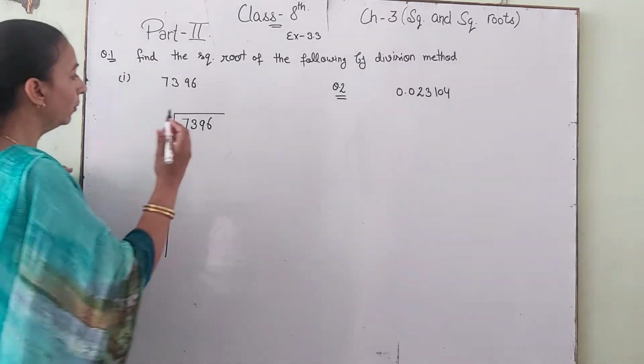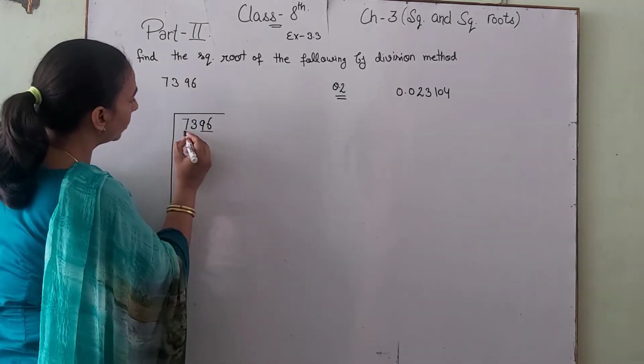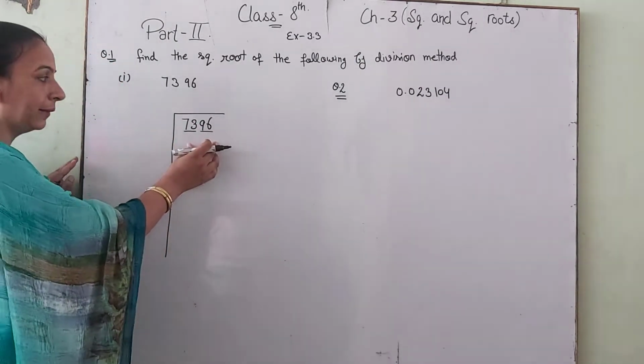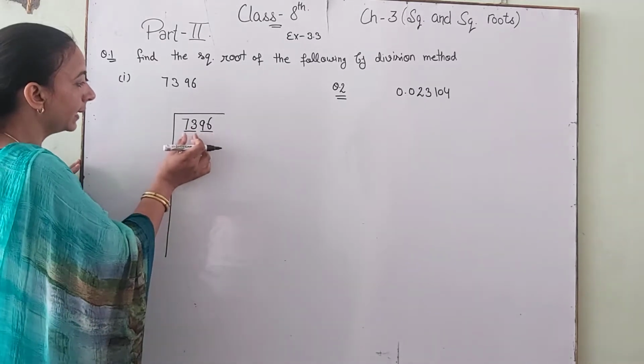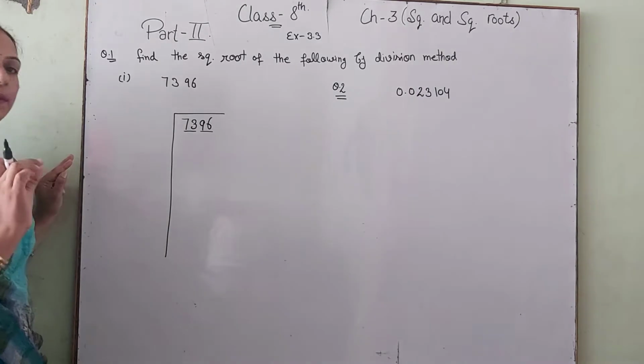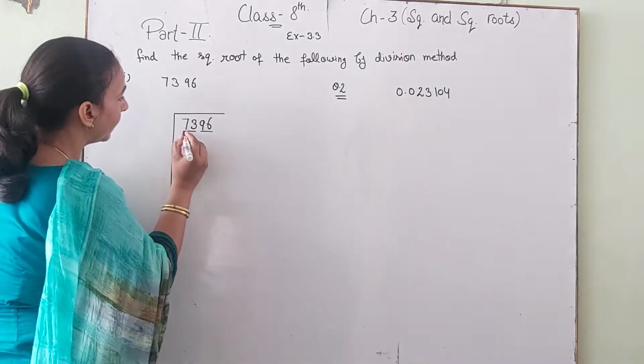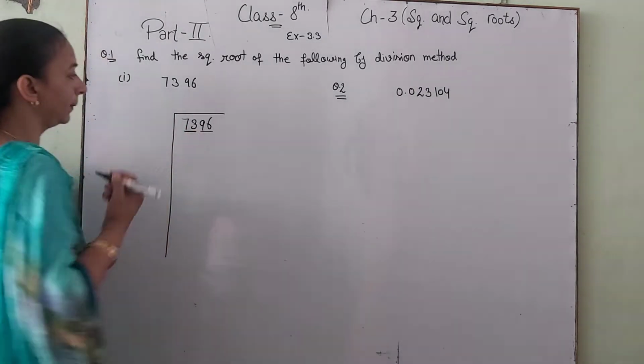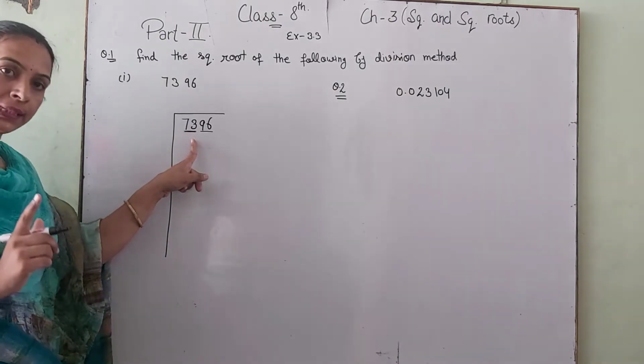Now we take pairs of two digits. We make the pairs 96 and 73. First we take the first pair. The first pair is 73.